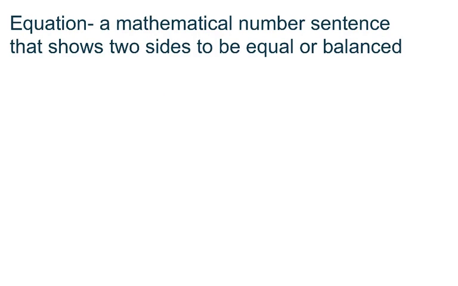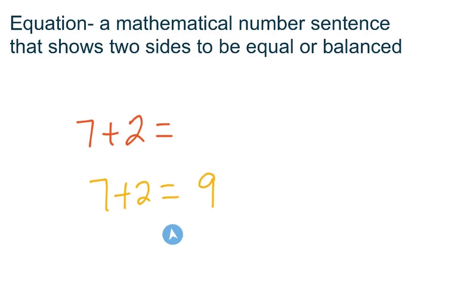And now, let's look at our last part, which is an equation. An equation is a mathematical number sentence that shows two sides to be equal or balanced. So let me go back to my pen here, and let's say that 7 plus 2 equals 9. And 9 is the same thing as 7 plus 2. Again, an equation shows that things are equal or balanced, and they carry the same weight.